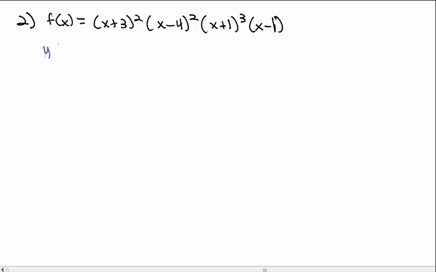Again, we're going to start with the y-intercept, making all the x's equal to 0. So we have 3 squared times -4 squared times 1 cubed times -1. 3 squared is 9, times -4 squared is 16. Be careful putting that negative in parentheses. Times 1 cubed times -1, that's going to be negative 144.